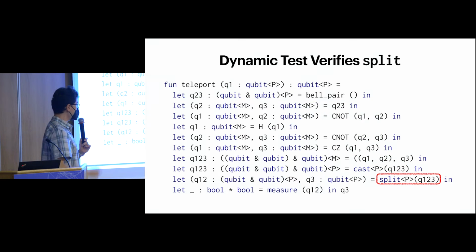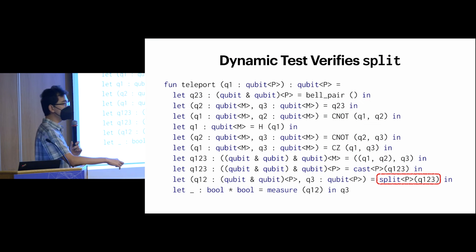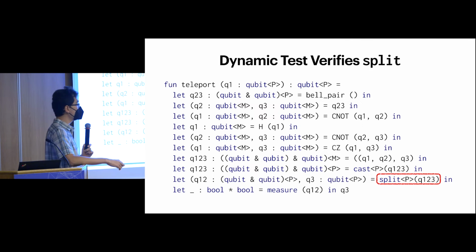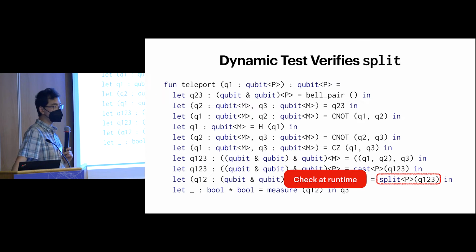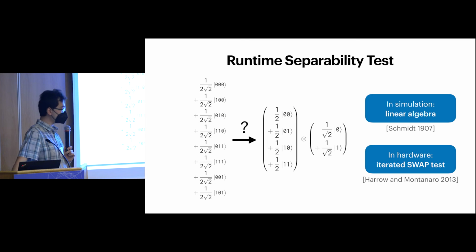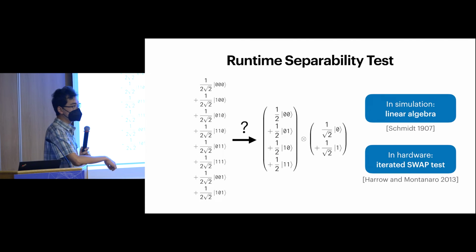So the next thing that happens is that Twist uses a dynamic runtime analysis to verify that the split operator is sound. How does this work? Well, we aren't really able to get a precise version of this analysis to work statically. So we have to check it at runtime. And specifically what we do is two approaches depending on whether the program is being run on a classical simulator, on classical hardware, or whether it is running on quantum hardware. And the details here are in the paper, but I'll briefly summarize it by saying this.